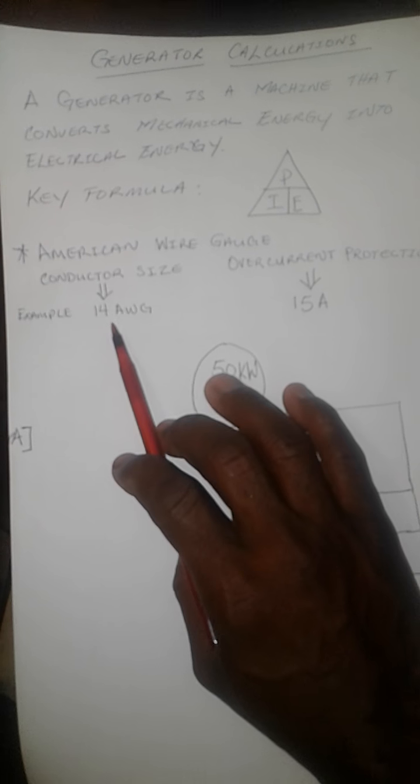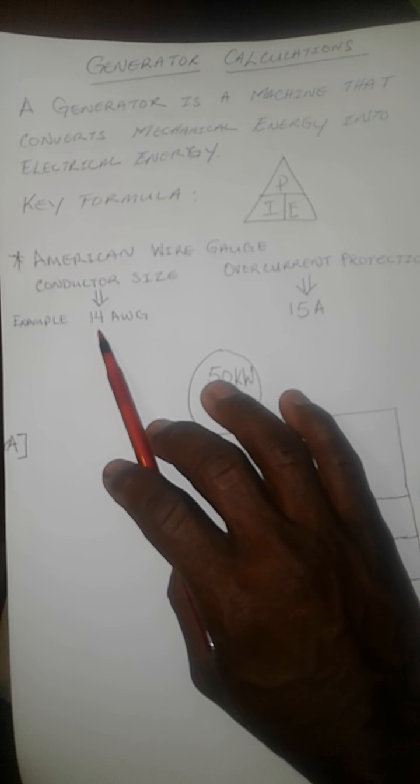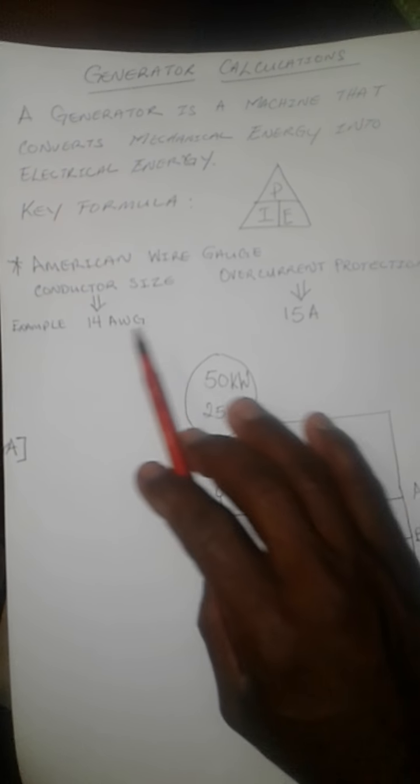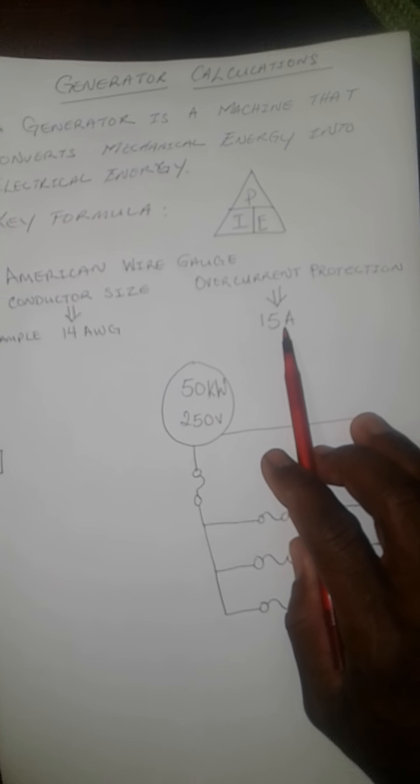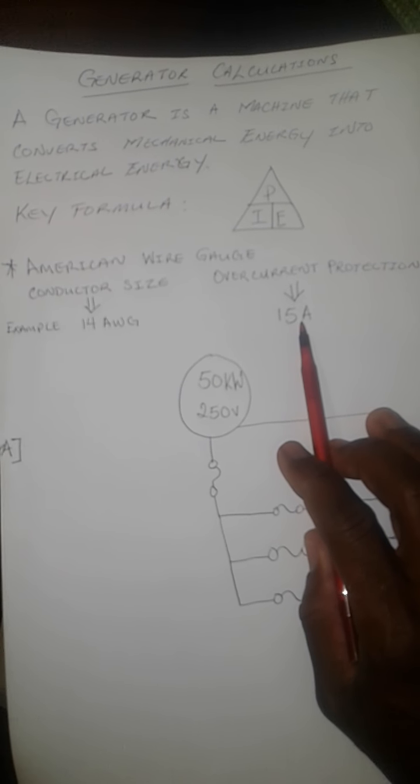For example, for a conductor size of 14 AWG, what is the overcurrent protection for that? And that would be 15 amperes.